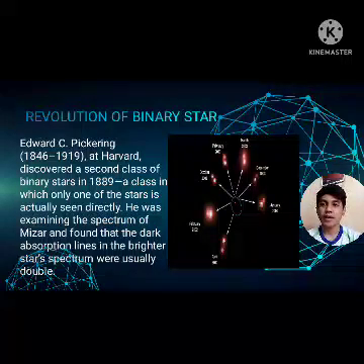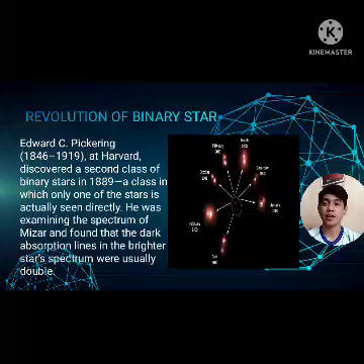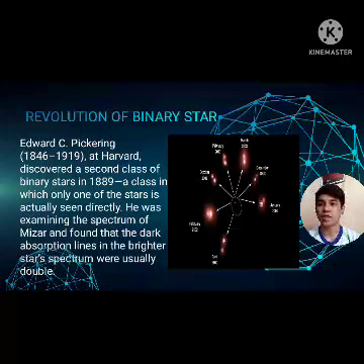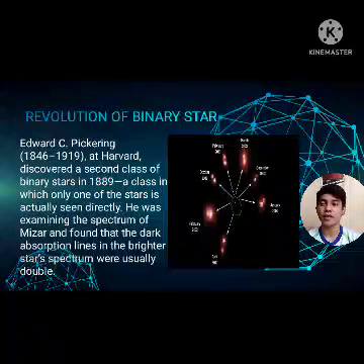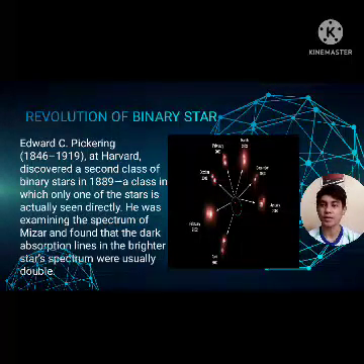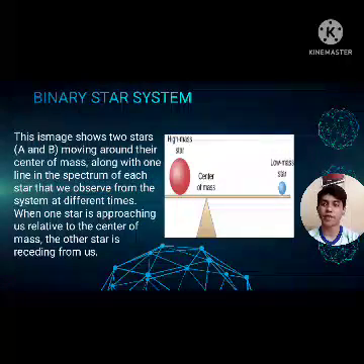A spectroscopic binary is a star that looks like a single star when photographed and examined visually through a telescope, but is revealed to be a double star by spectroscopy. Now let's go to the fifth slide.